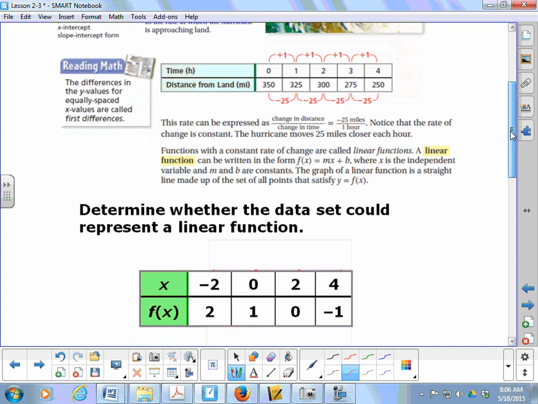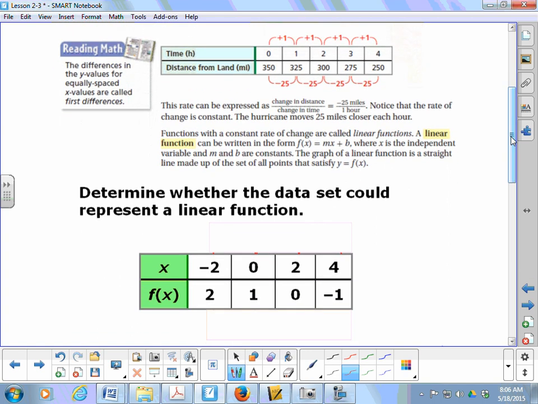Most linear functions, when we're working with them, we're going to work with them in this form: f of x equals mx plus b, or y equals mx plus b, where m stands for the slope of the line, and b represents the y-intercept. Okay? b is the y-intercept, which is the constant, and m is the slope, which tells us the rate of change, how much it changes each time.